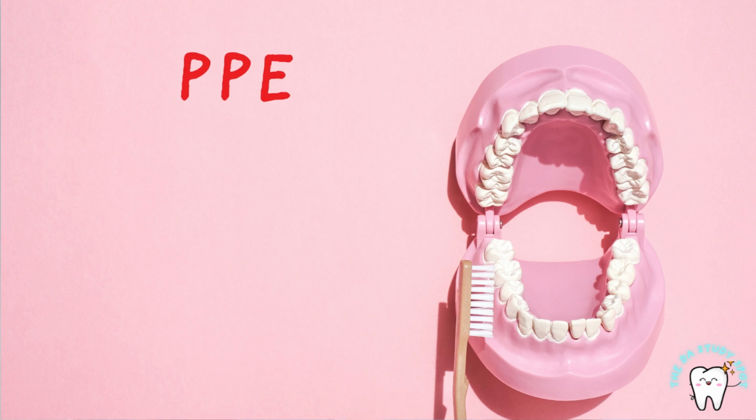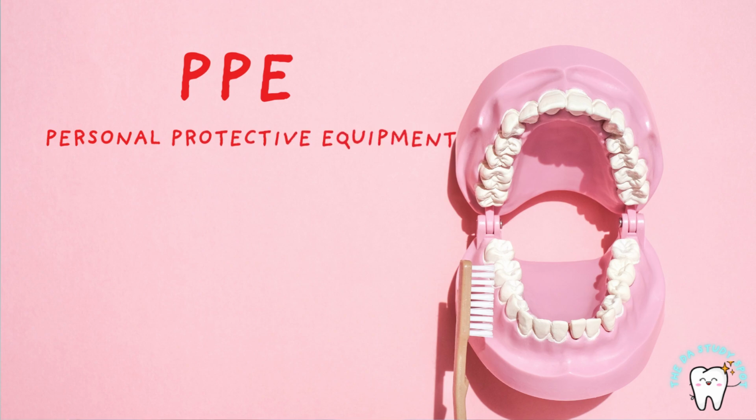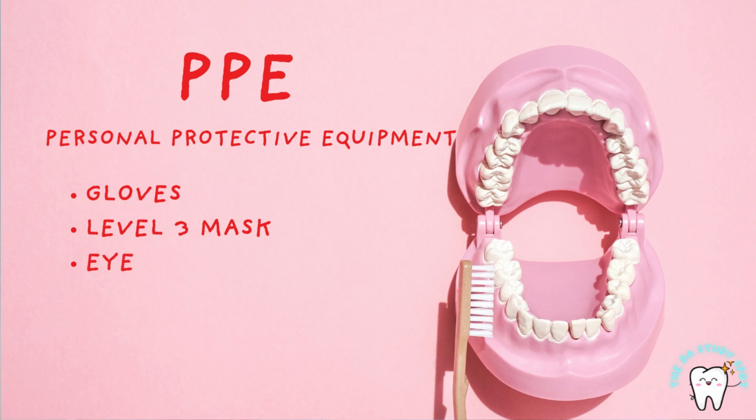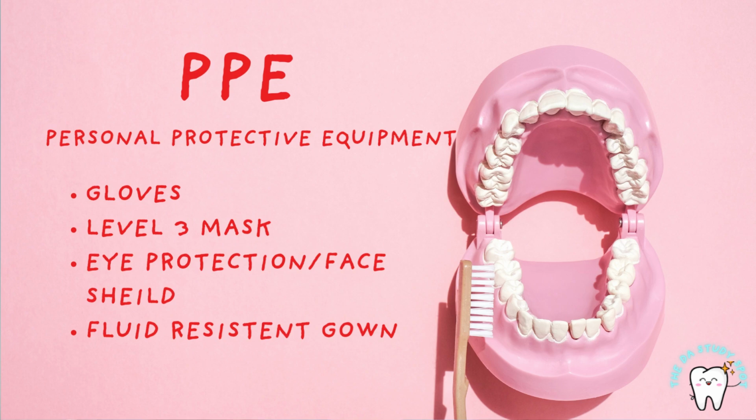Next up, PPE. What does PPE stand for? Drop it in the comments right quick. PPE is your personal protective equipment, aka your armor, which includes gloves, a level 3 mask, eye protection or face shield, and a fluid resistant gown.